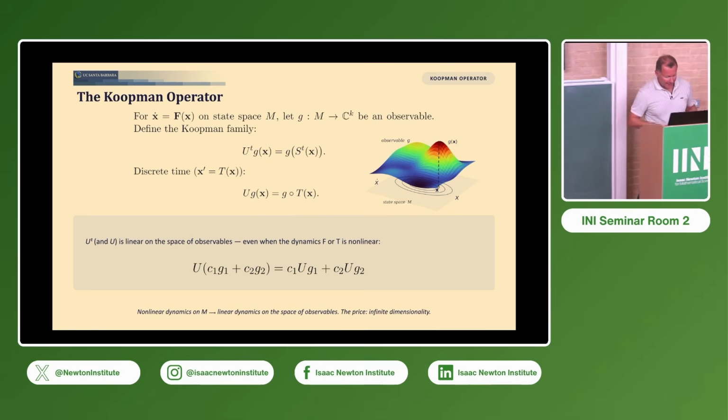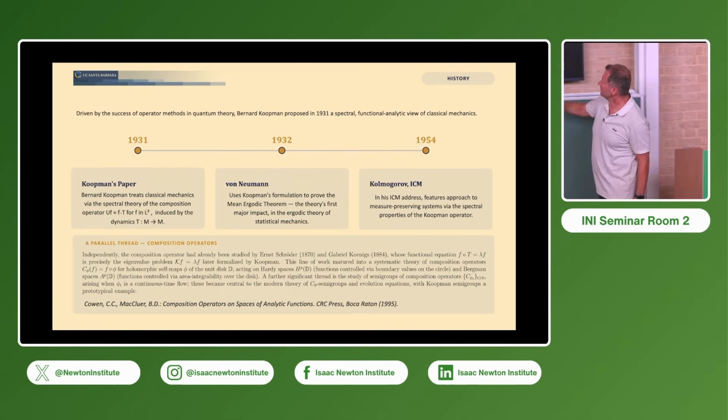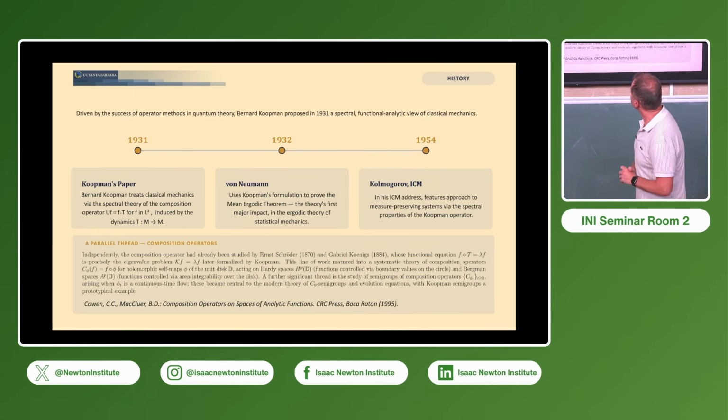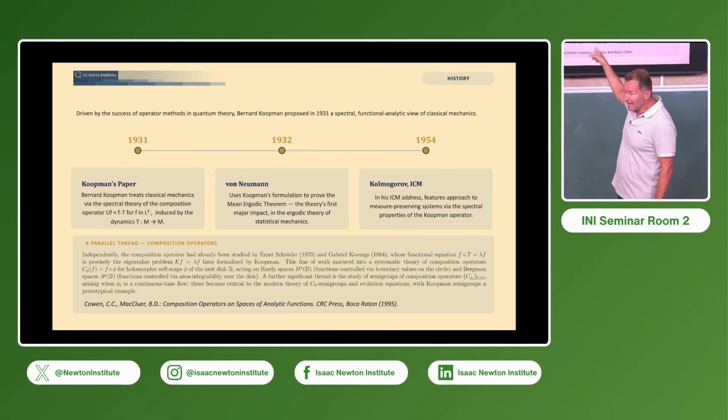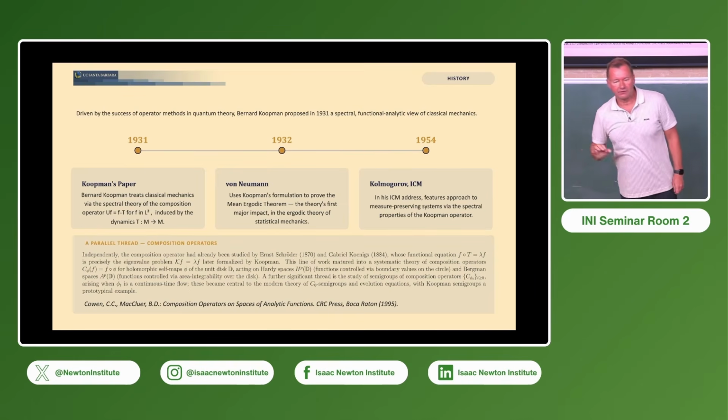So here is just a little bit of history. Koopman's paper in 1931 made quite a bit of impact in what's called ergodic theory and statistical mechanics. Von Neumann was a friend of Koopman. They wrote a paper together.